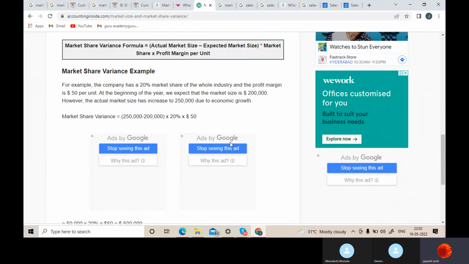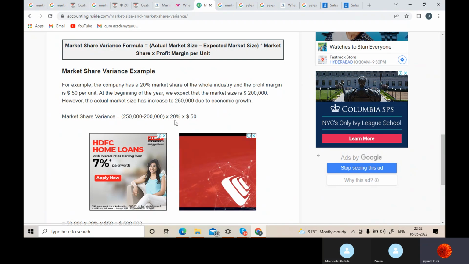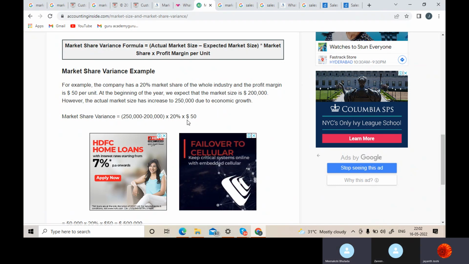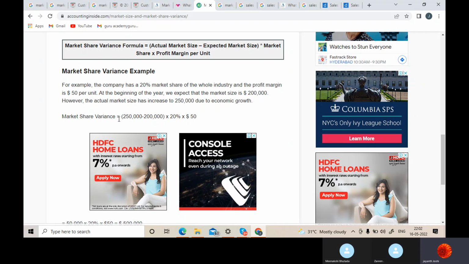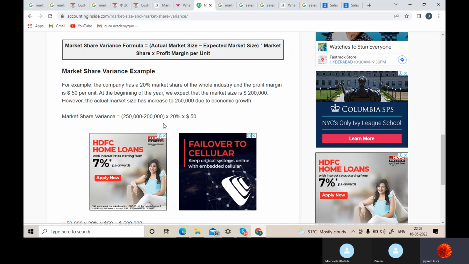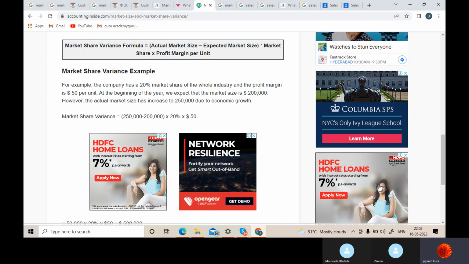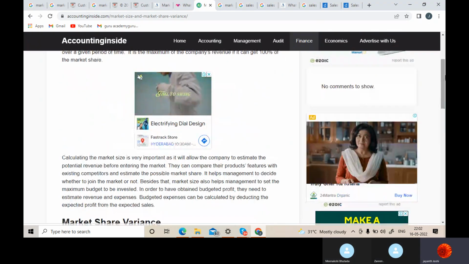So what is the actual market size? 2,50,000. What is the budgeted market size? 2 lakh. Unit contribution margin is 50, and market share is 20%. So you get the market size variance. You expected it to be 2 lakh, but it is 2,50,000. It's good, right? It is favorable. Yes, favorable. We'll go for one more question.